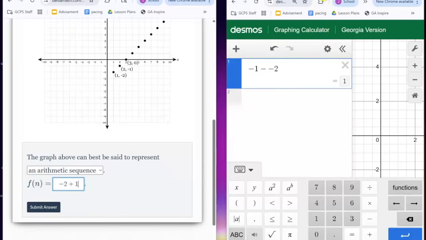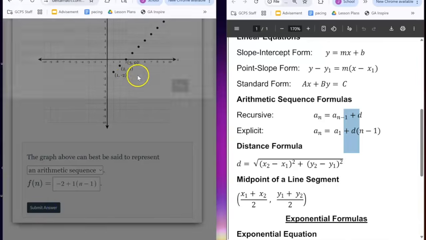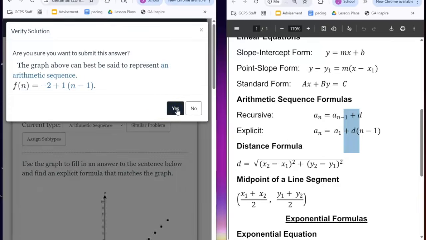And then I should have parentheses n minus 1. This is an invisible one. I do not need to place that there, so I'm just going to delete it. But you can, and I think it should still give you the correct answer. In fact, I'm going to put it there just to make sure. But this is the explicit form for this discrete sequence.